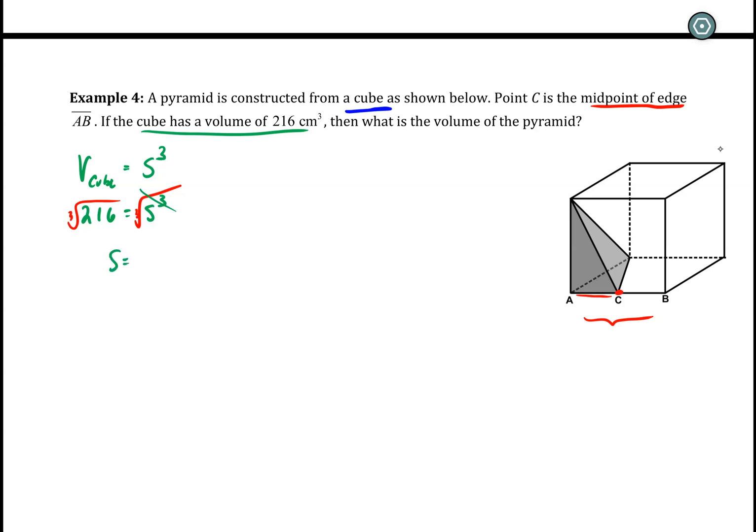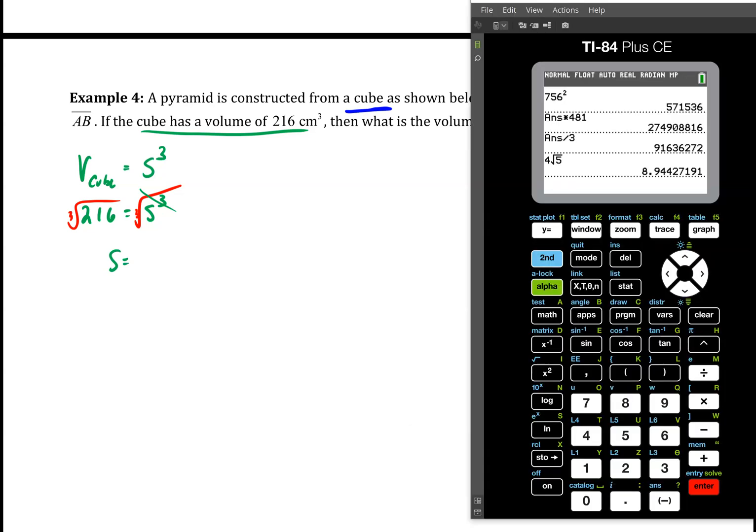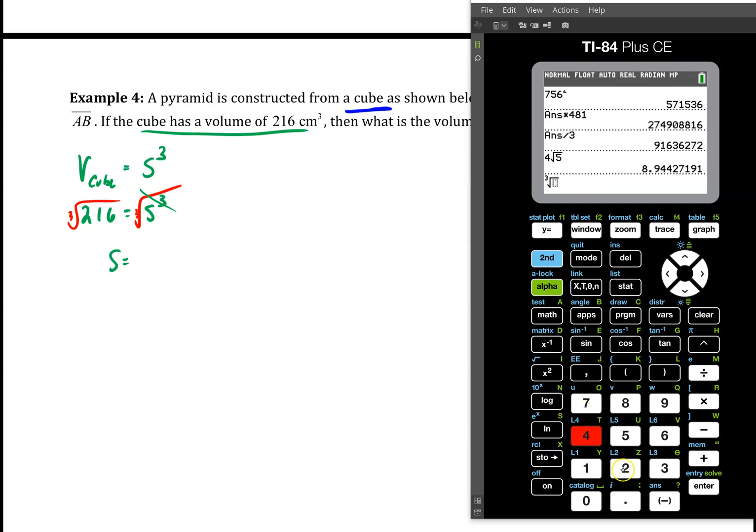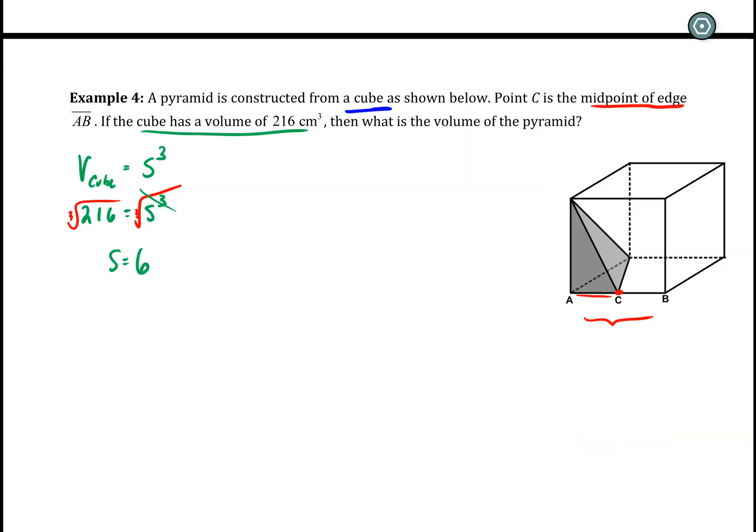So S equals, now if you're in your calculator, if you don't know, if you go into math, option 4, there's your cube root button. So we're doing the cube root of 216. Let's hit enter, and I get 6 as my answer. So the side length is 6. So this is 6, this is 6, this is 6. All of the lengths are 6 because it's a cube. So that makes this one here, in this case AC, 3.